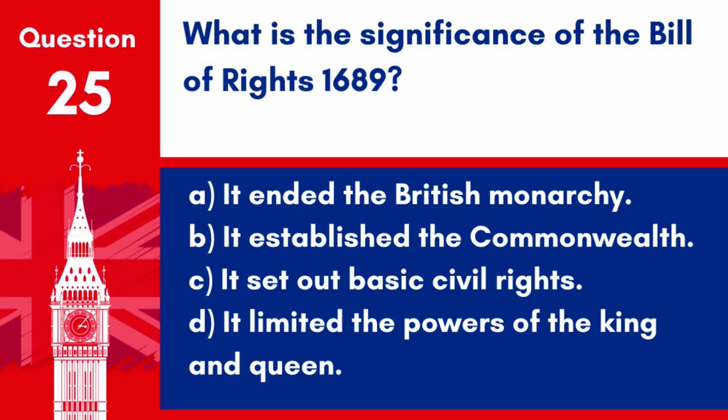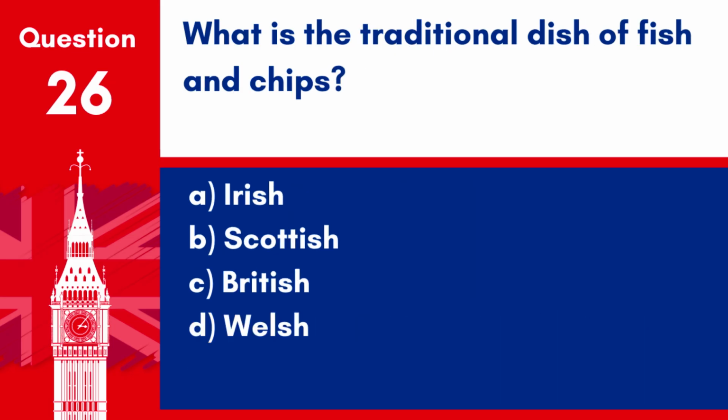Question 25. What is the significance of the Bill of Rights 1689? A. It ended the British monarchy. B. It established the Commonwealth. C. It set out basic civil rights. D. It limited the powers of the King and Queen. Answer D. It limited the powers of the King and Queen. The Bill of Rights 1689 was significant for limiting the powers of the monarchy and setting out the rights of Parliament.